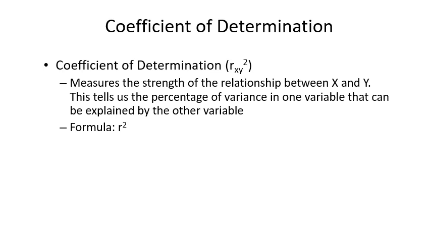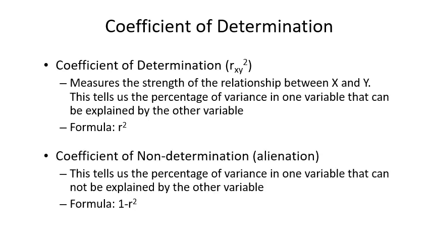So the coefficient of determination, if you had to interpret it, that would be the way you'd interpret it. And it's very easy to calculate once you've got r, because all it is, is r squared. And then finally, we've got the coefficient of alienation, also called the coefficient of non-determination. This is the percent of variance in one variable that is not accounted for or explained by the other variable. And all you have to do to calculate this is 1 minus r squared.